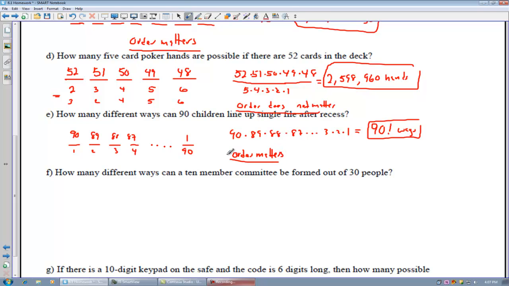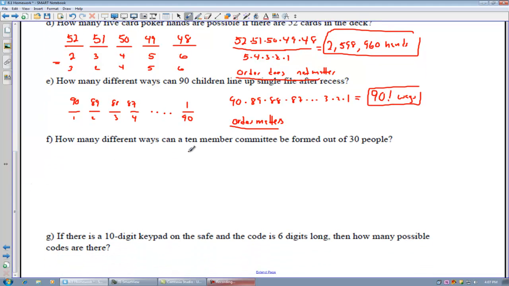Right, why does the order matter? Well, Jimmy's in front. We want to count that different if Jimmy's in back, type idea. All right, so on part F, how many different ways can a 10-member committee be formed out of 30 people?